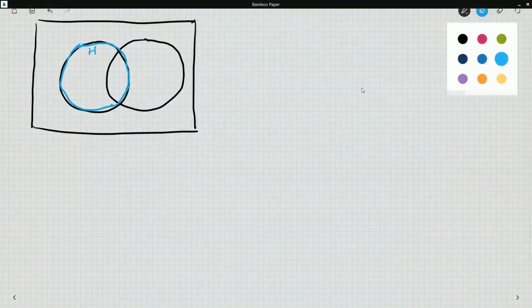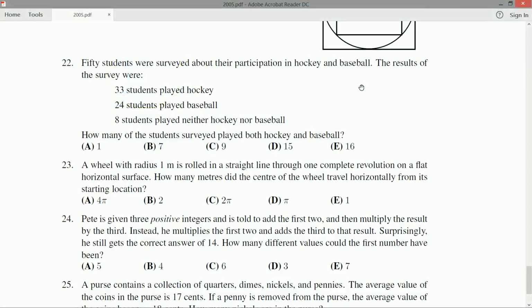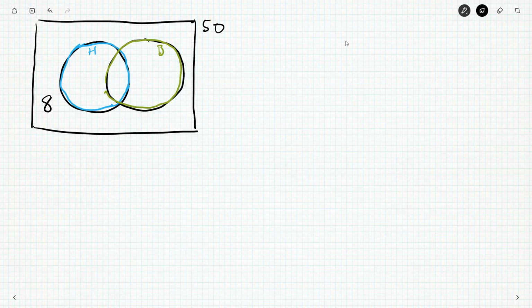Then we're going to get, say, the green circle. And everything inside the green circle will count as the people who signed up for baseball. So the total number we should have in the green circle is 24. Now, in total, we have 50 students. So, we had 8 students who are neither in the baseball circle or the hockey circle. So, they're out here.